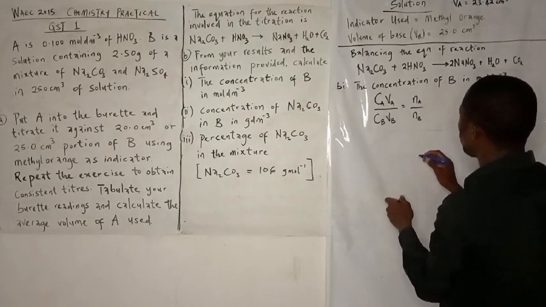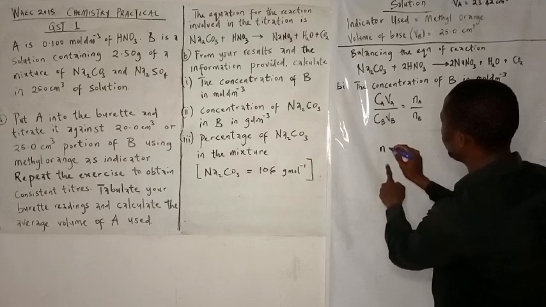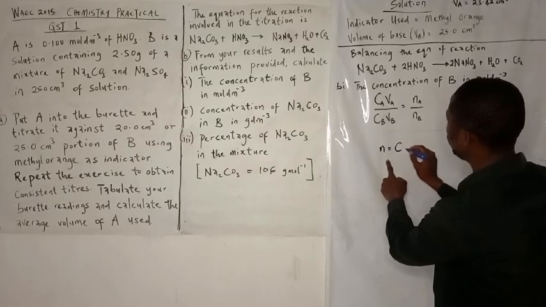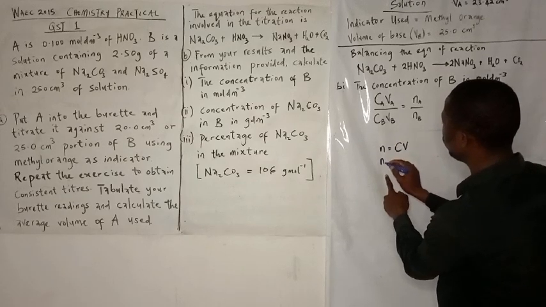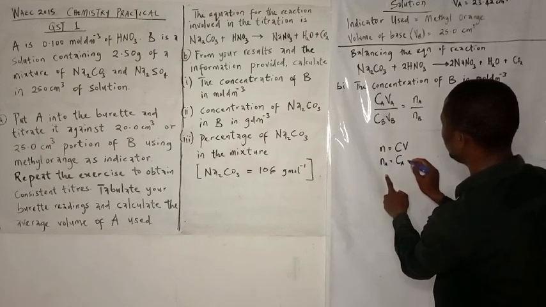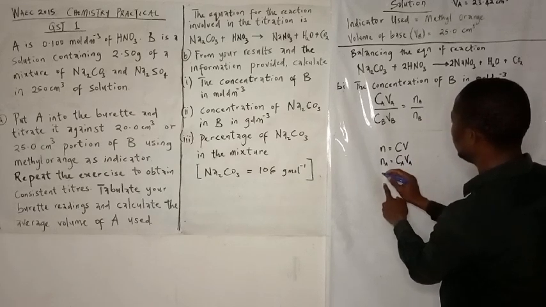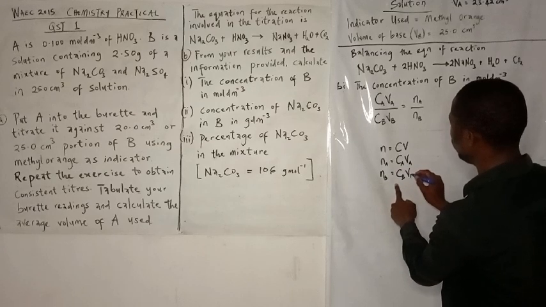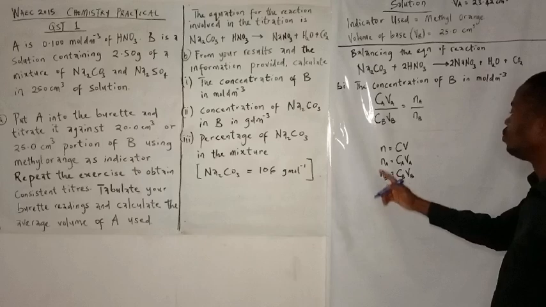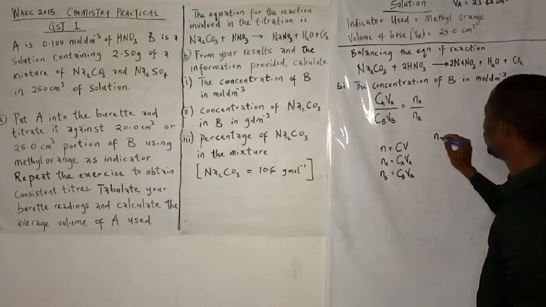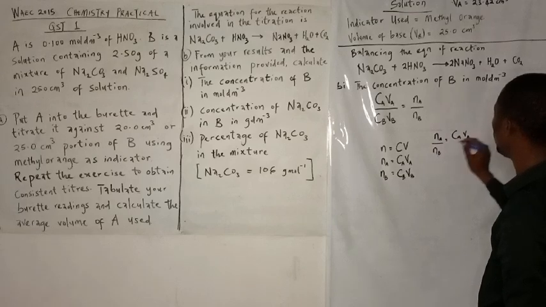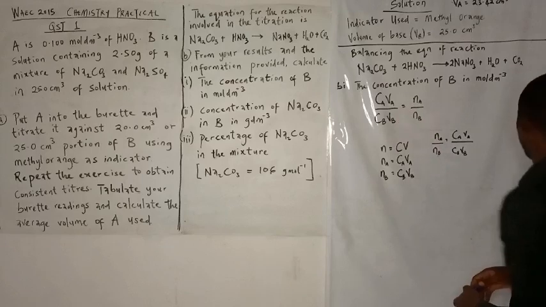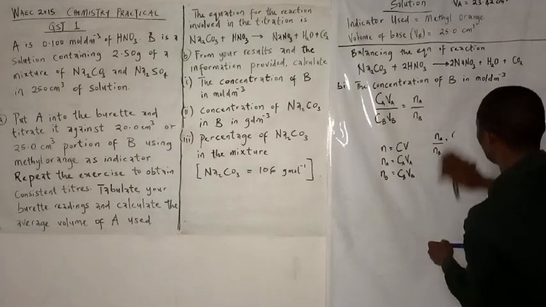The reason is that the number of moles of a substance is equal to the concentration times the volume. So the number of moles for the acid is equal to the concentration of the acid times the volume of the acid. And the number of moles for the base is equal to the concentration of the base times the volume of the base. And so if we express both of them in terms of ratio, we have Na over Nb will be equal to CaVa over CbVb. So that's how this formula came about.